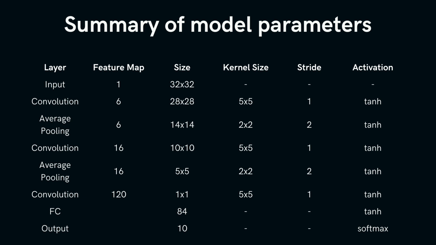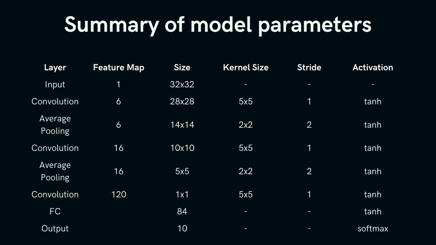Next up is the first convolutional layer. It creates 6 feature maps, each sized at 28×28. The filters applied here are 5×5 kernels, and they slide across the image with a stride of 1. The activation function used is tanh, which helps the network learn nonlinear features.